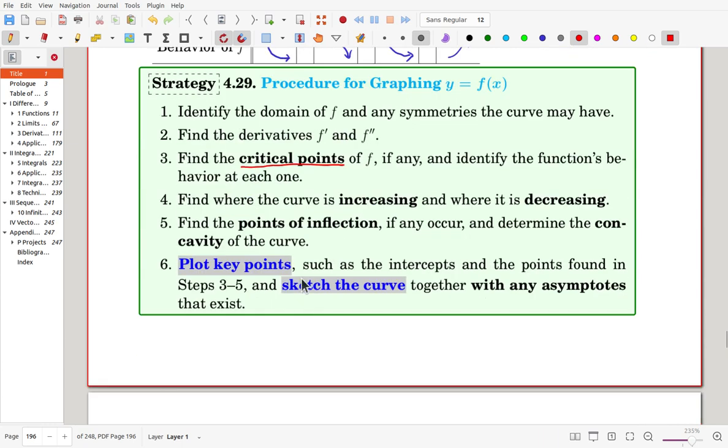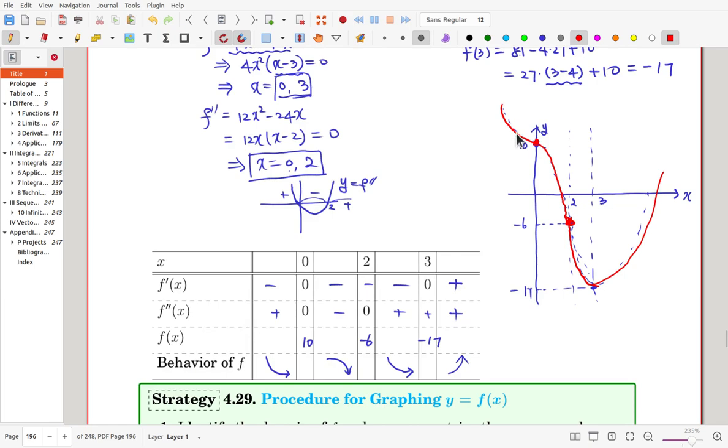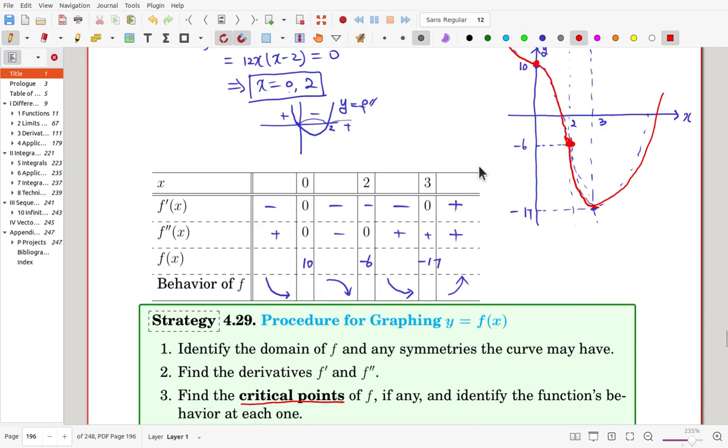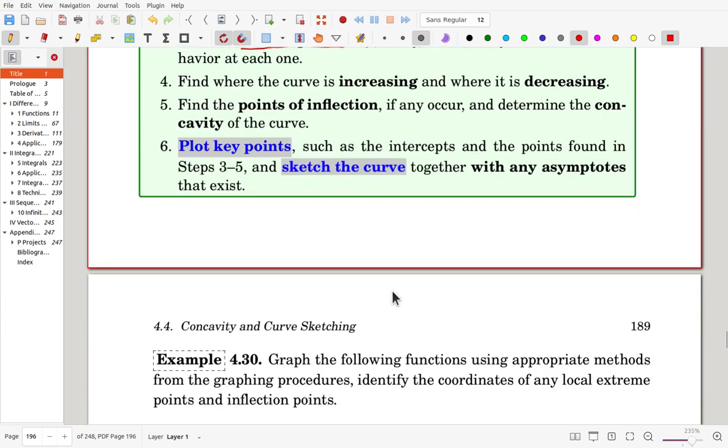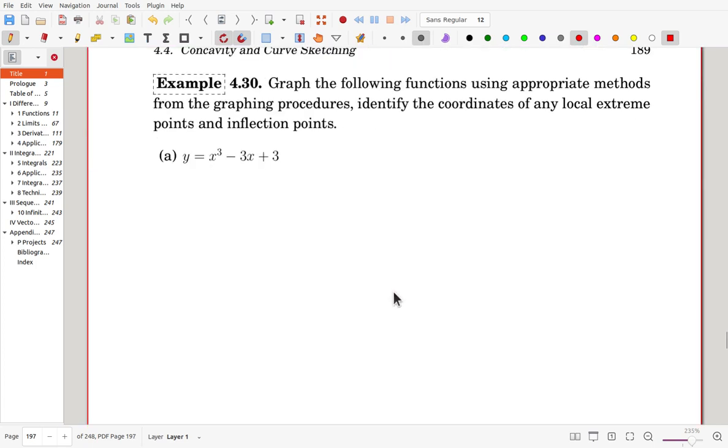Okay, so in the beginning, you plot key points and then sketch the curve with any asymptotes. For this example, there's no asymptotes, so we didn't put it. But once you have any asymptotes found, then you have to use it to get a better graph. Okay, let's go to this example.